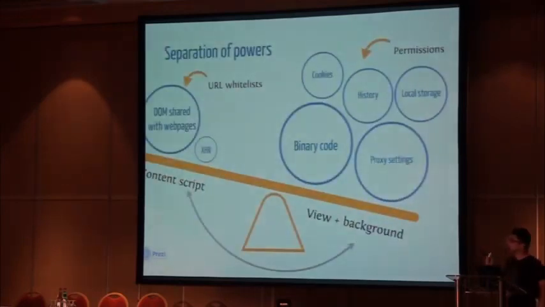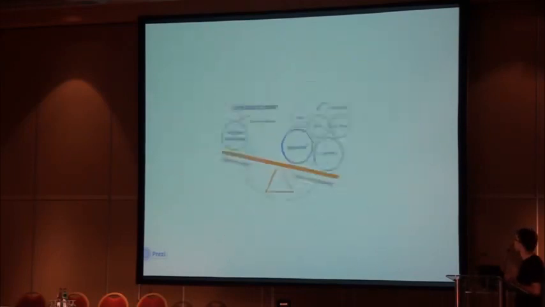To sum it up, there's a kind of separation of powers when it comes to the architecture of Google Chrome extensions. On the left side, you have the content script, which has access only to the DOM and to the XHR object. And on the right, you have much more powerful components, which get access to all these interesting APIs, including binary code in the form of NPAPI plugins. And between them, of course, there's only an exchange of messages. This right side is limited by permissions, and this left side is limited by a URL whitelist, because the extension doesn't run on pretty much any page. It's also defined in the manifest.